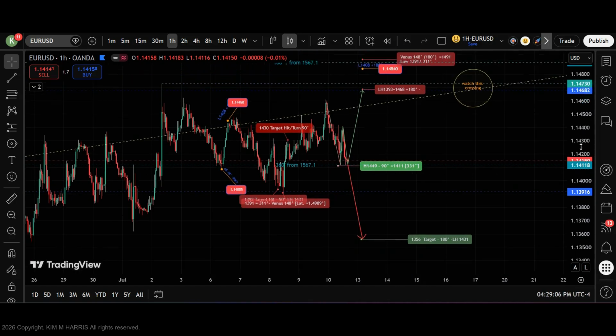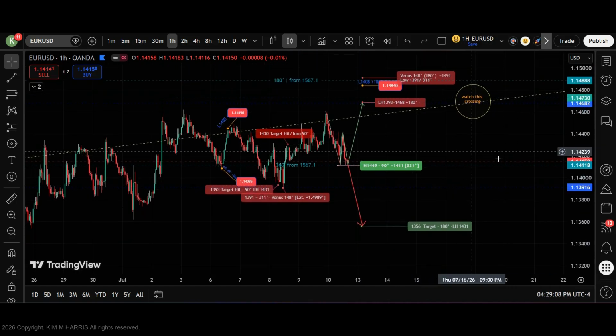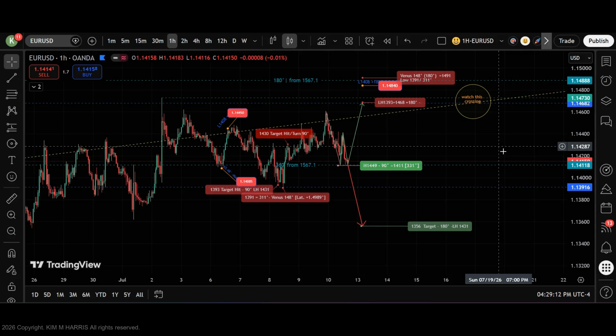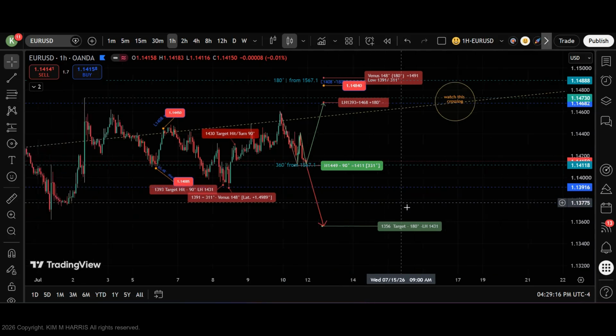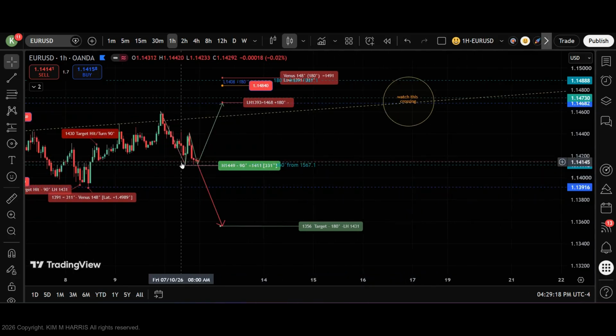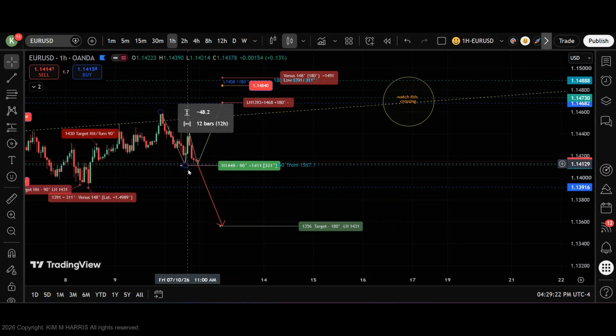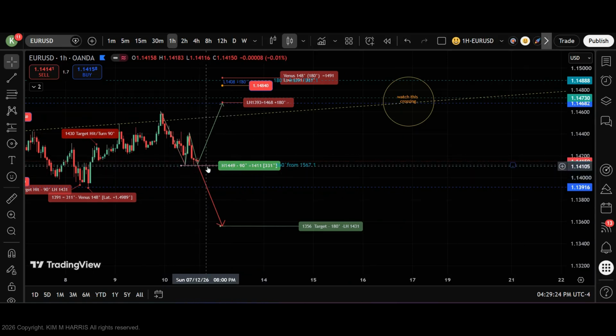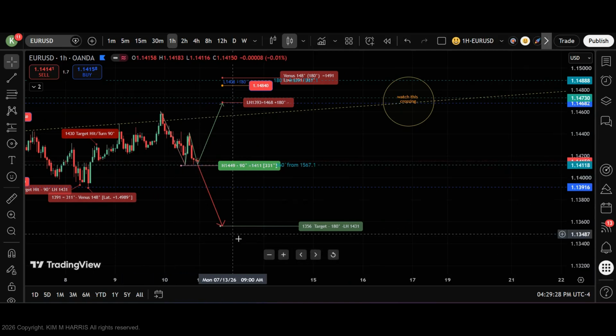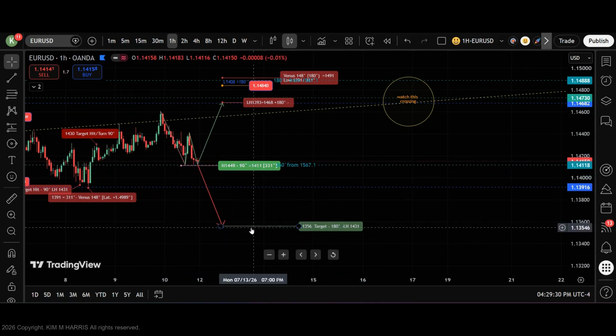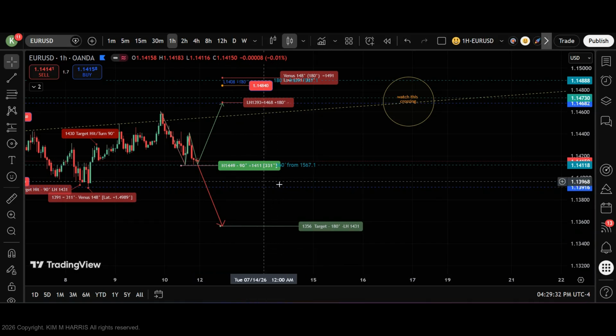Let's see. So we'll check that out. We'll see. That's my projection over the next couple of days. It may take a couple of days to even get there. But like I said, if it decides for some reason that it's going to break at this level here and continue to the downside, there is a target down there waiting for it.